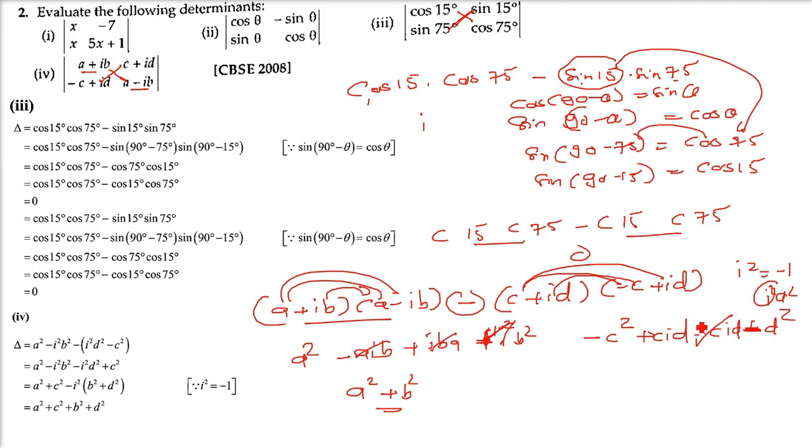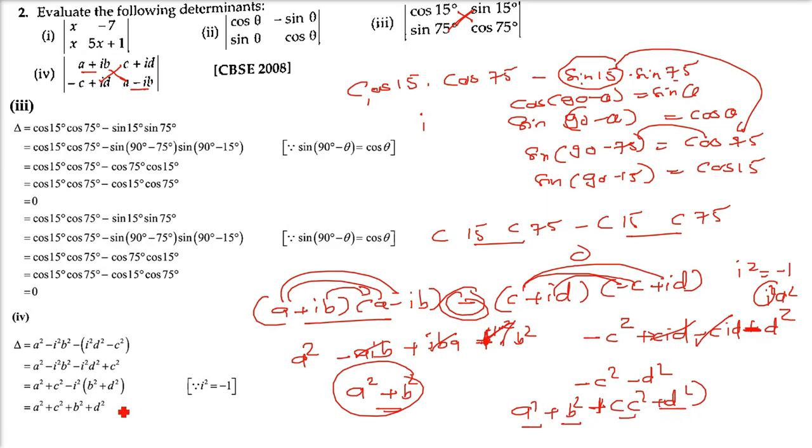Okay. So you can just cancel these two out. This is minus c square minus d square. You can take the negative out, c square plus d square, right? So negative was already there, so it becomes positive because you are subtracting it. a square plus b square, just add it to it. Final will be a square plus b square plus c square plus d square.